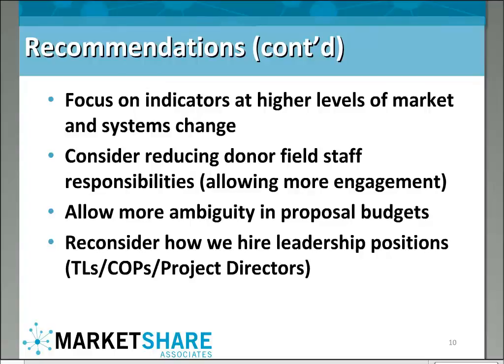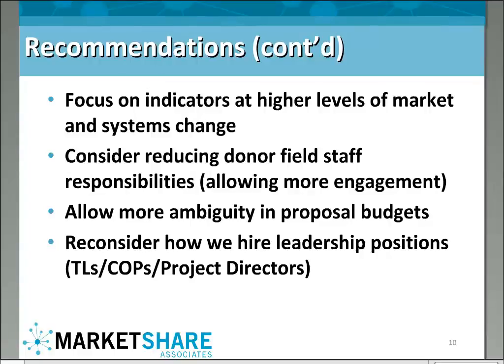But it's worth flagging. This is a critical piece. Another one is allowing more ambiguity in proposal budgets. It would be great if we could just ask for a check for $15 million along with a technical proposal, but that's not going to work. Lacking that, the ability to reserve funds in a sort of to-be-determined line.